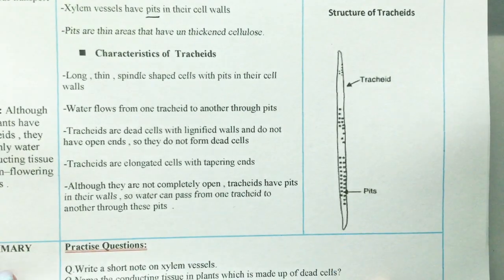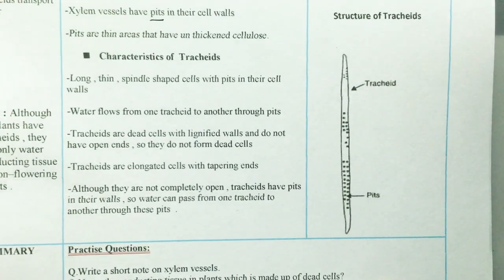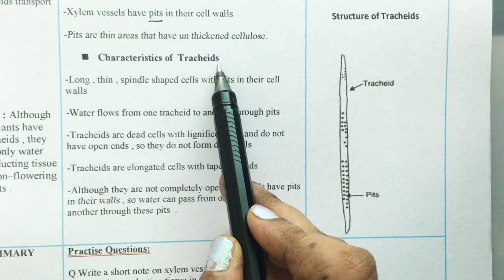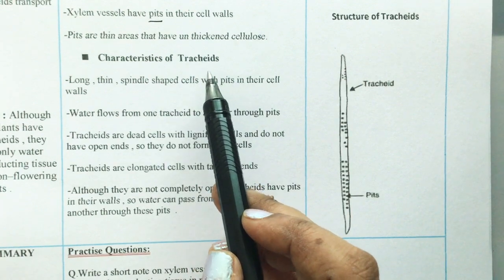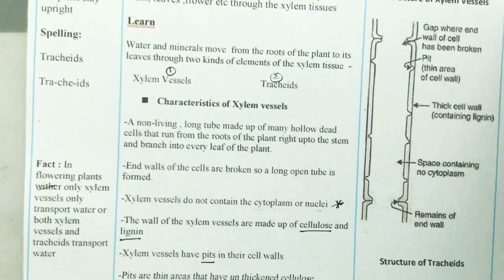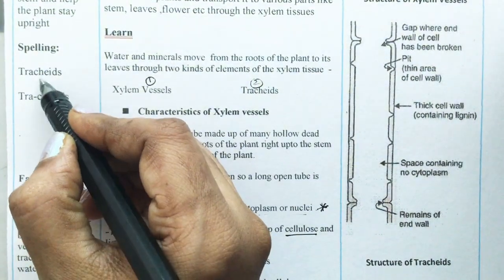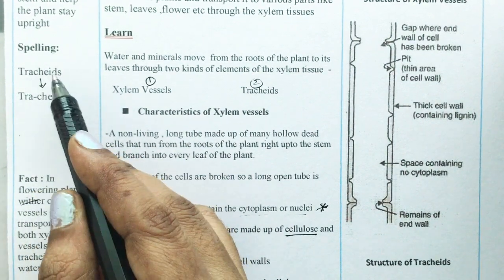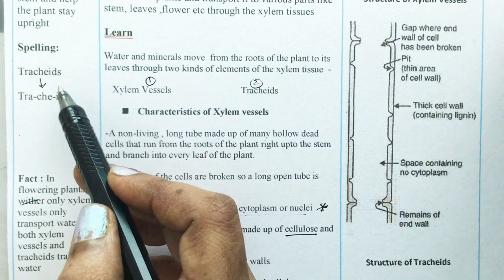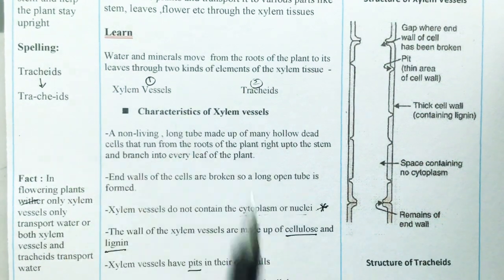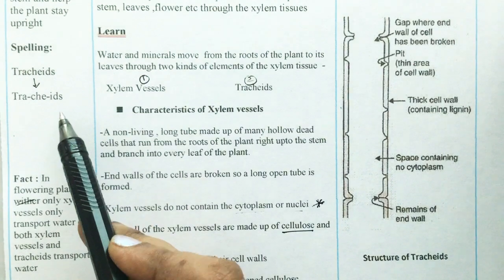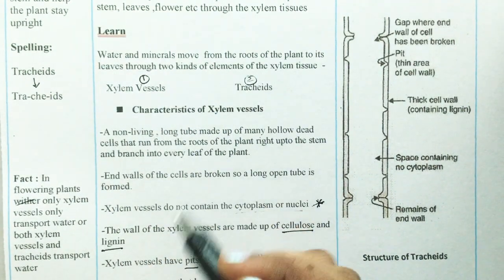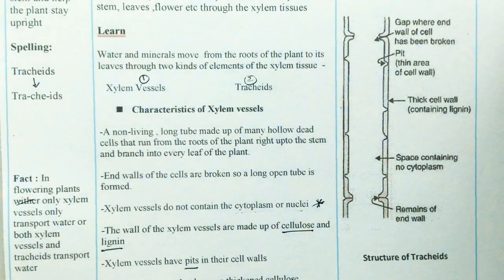Next, we will see the characteristics of tracheids. As I said, you will have to learn the spelling of tracheids. You can write down this spelling and split it as syllables. You can see this, tracheids, and you can practice that spelling about 3 or 4 times in your notebook. This can be done for any difficult words that you come across in your concept.